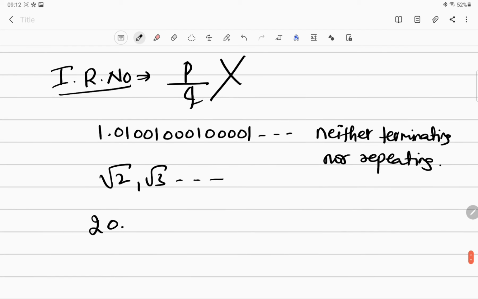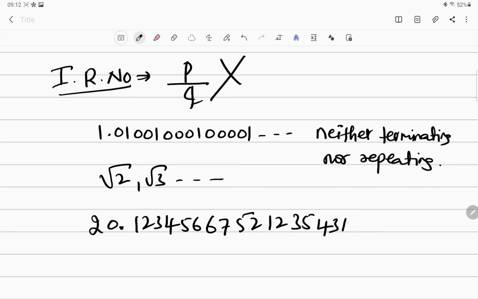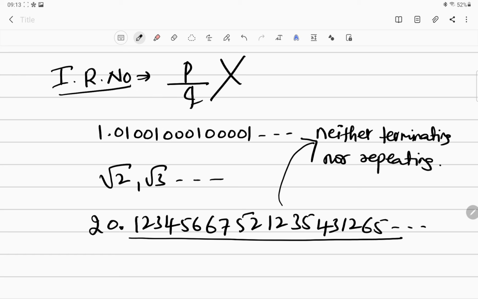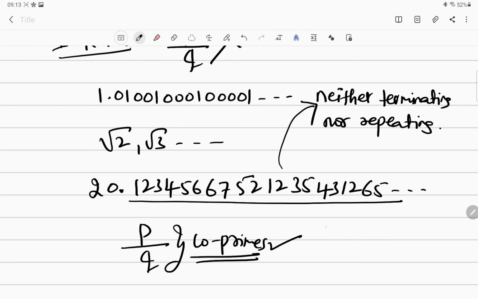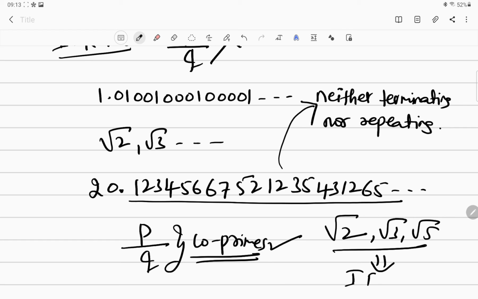And if any number is like 20.1234566735212354312657, there is no termination, neither terminating nor repeating. Such numbers are said to be irrational numbers. So that is the differentiation between rational and irrational numbers. And p by q I have mentioned, no? Both of these are co-primes. That is going to be very, very important because we are going to use it to prove that root 2, root 3, root 5, all these are irrational numbers. To prove that we are going to use this property of co-primes.